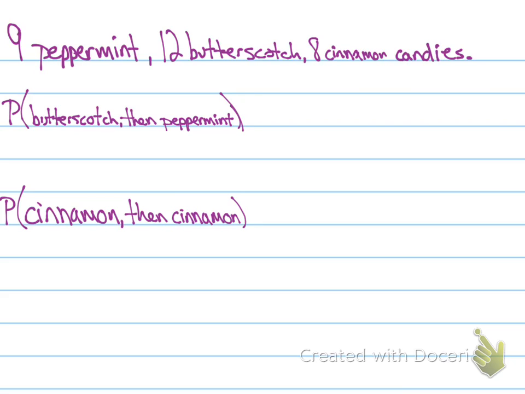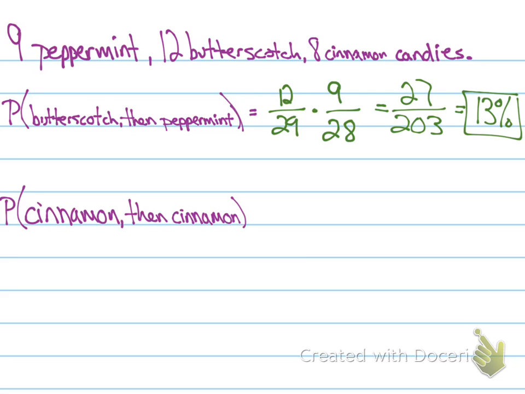All right, so what's my total for butterscotch? 12 out of 29. What's my total for peppermint? 9 out of 28. Okay, so we go 12 over 29 times 9 over 28 equals 27 over 203, or 13%. Now, real quick on the last one, cinnamon.